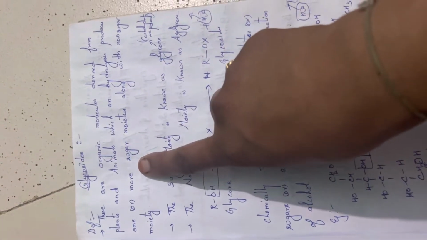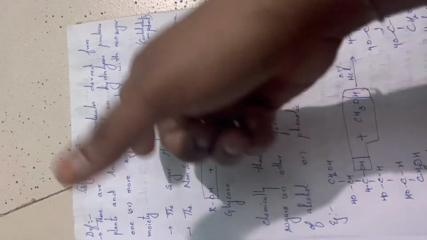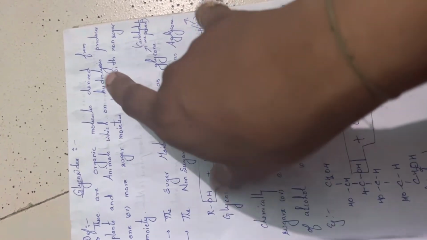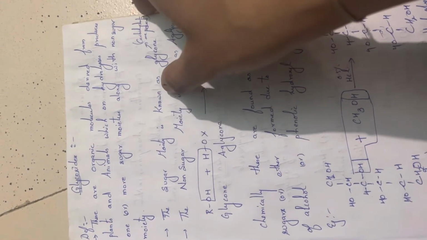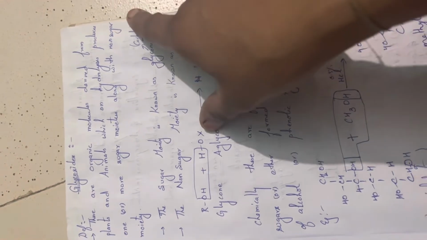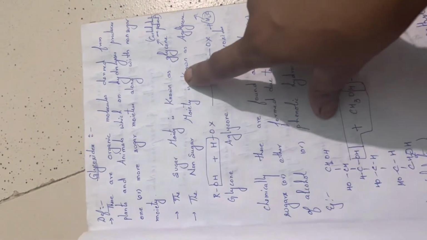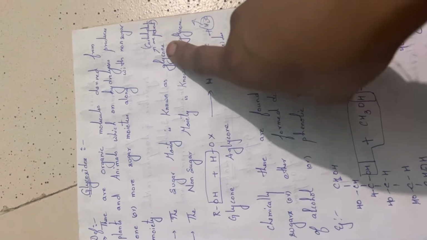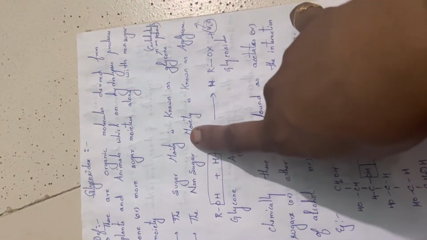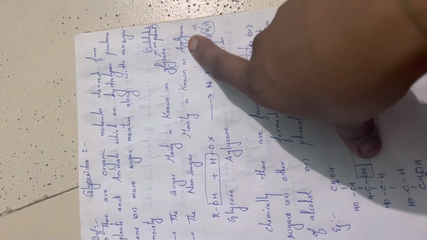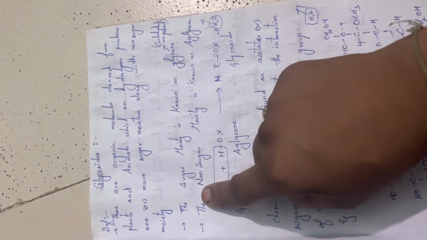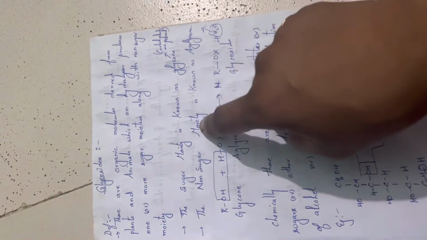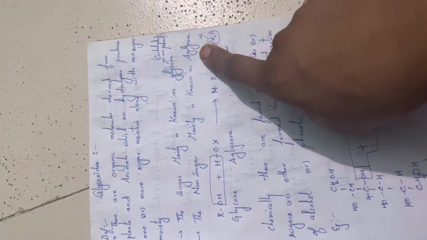One part is the sugar moiety, in the sense of carbohydrates, and the other is the non-sugar moiety. The sugar moiety, the carbohydrate product, is known as the glycone part, and the non-sugar moiety is known as the aglycone part. So a glycoside is a combination of the sugar moiety, the glycone, along with the non-sugar moiety, the aglycone.